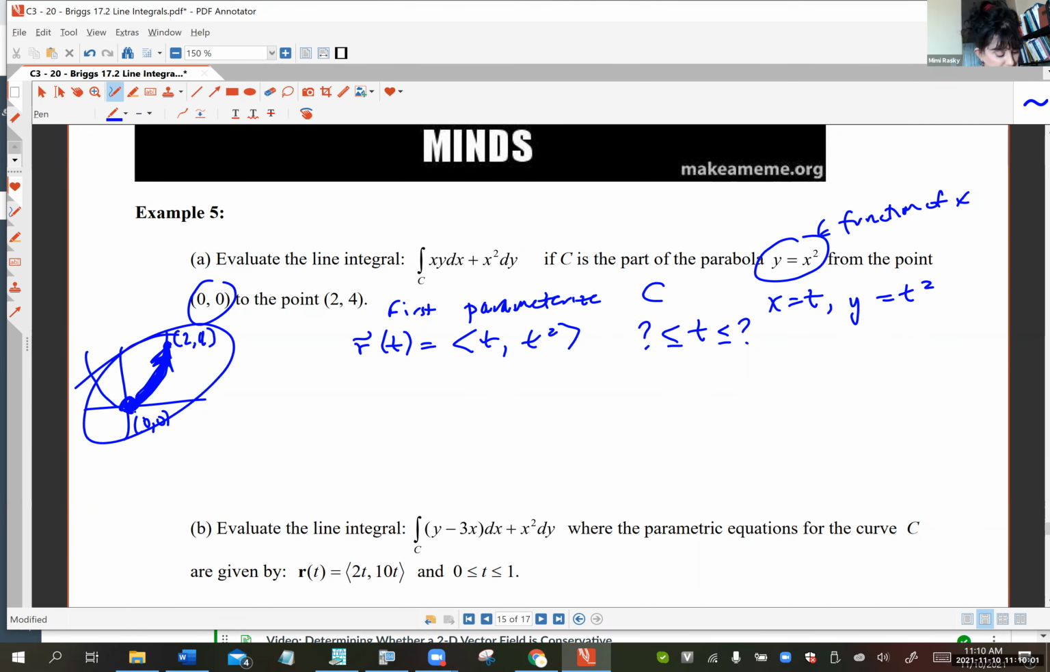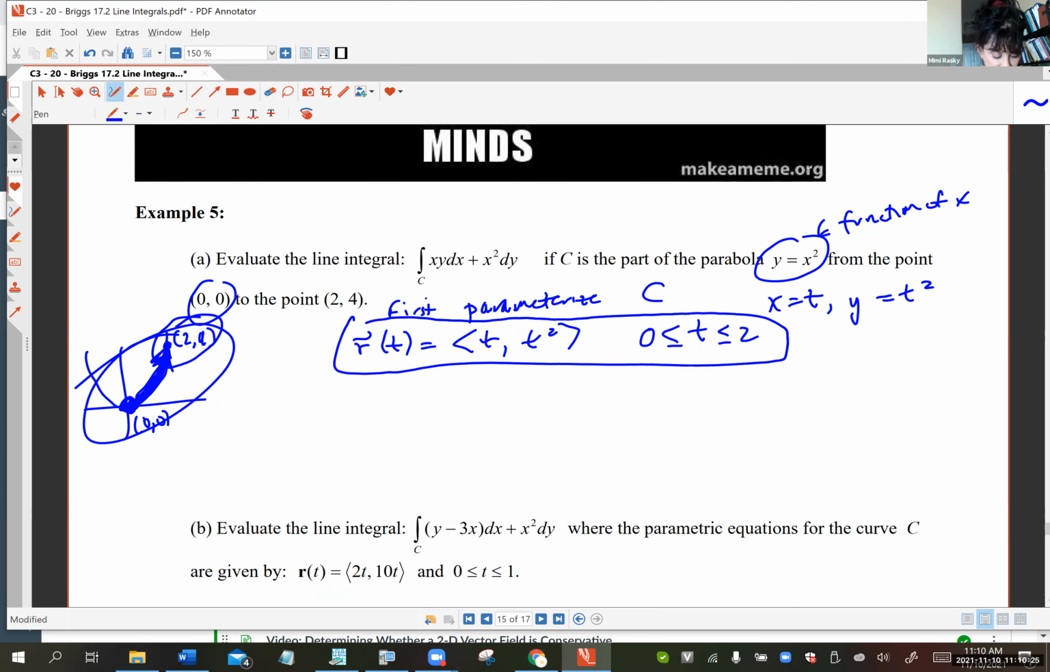Well, I'm looking here. If I have to start at 0, 0, it looks like for this parameterization, t squared, if I have t start at 0 seconds, that'll definitely start at the point 0, 0. And then if I have time end at 2 seconds, that'll end me up at the point 2, 4. So there you go. My full parameterization is r of t is t, t squared, and time goes between 0 and 2.